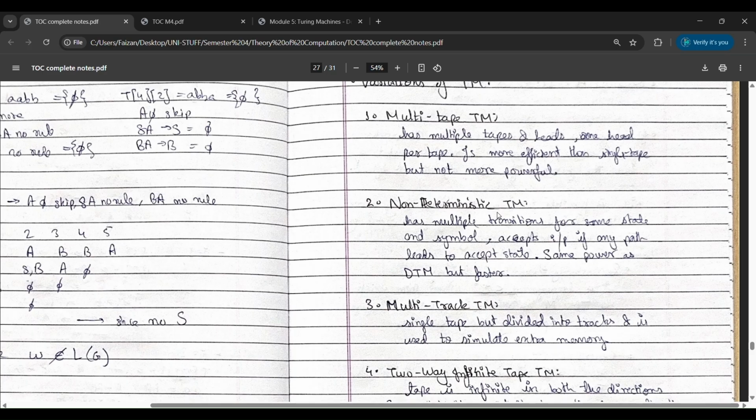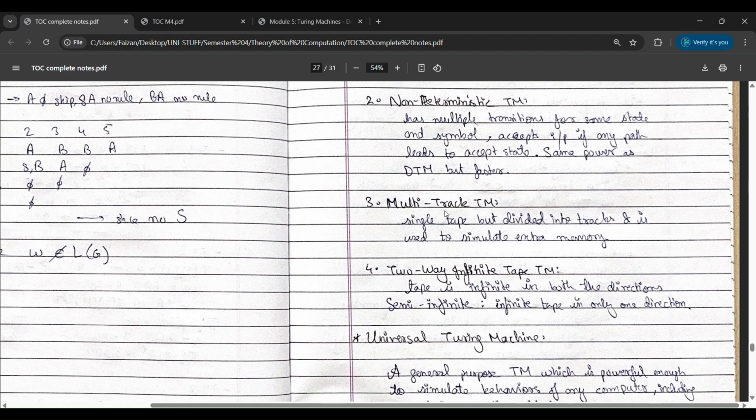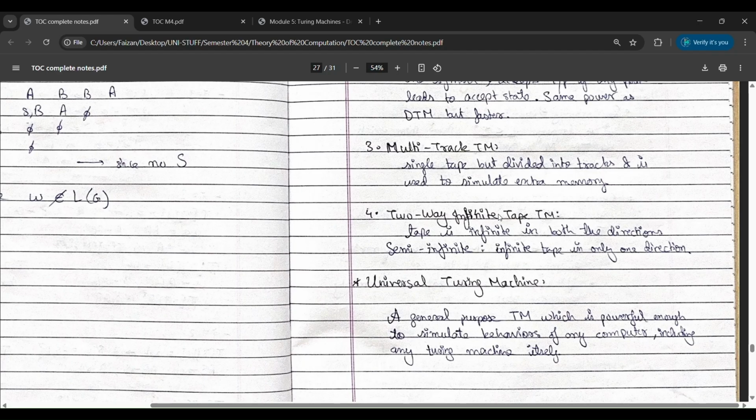Then we have the non-deterministic TM, which we just saw. It was the linear bounded automaton. It has multiple transitions for the same state and symbol, and accepts input if any path leads to an accept state. It has the same power as the deterministic TM, but it is faster. The multi-track TM has a single tape, but the tape is divided into tracks, and it is used to simulate extra memory. It's similar to the virtual memory sort of concept.